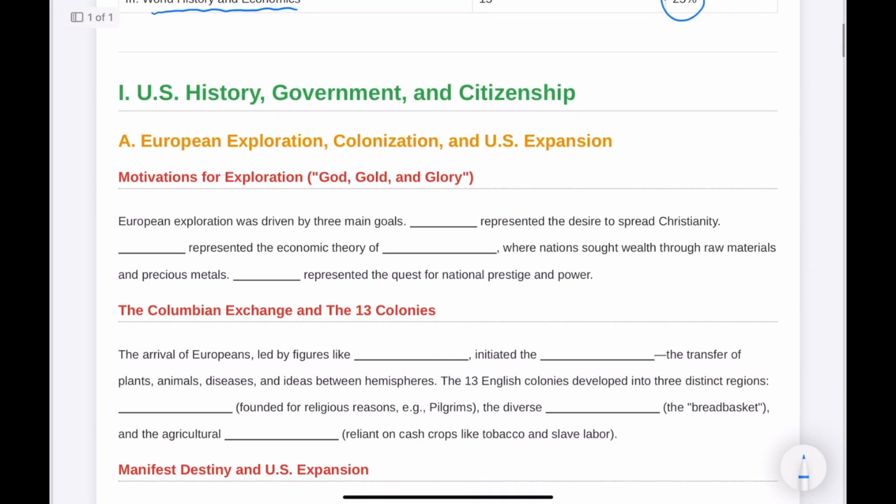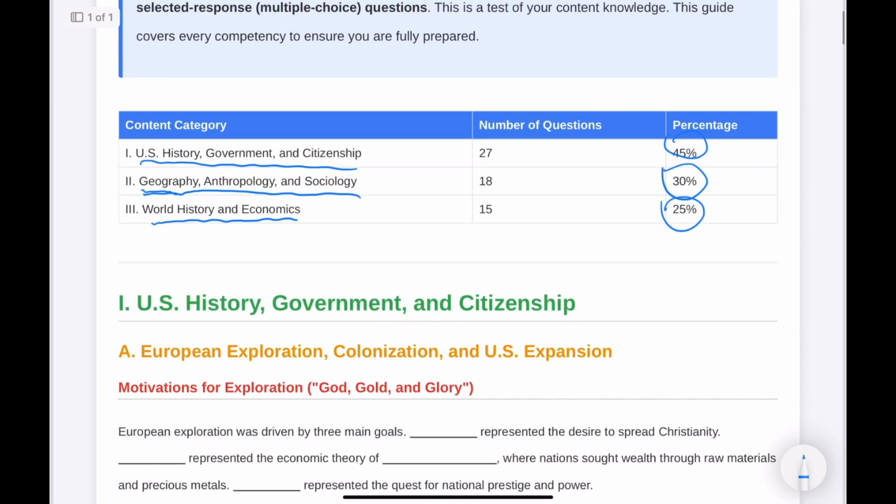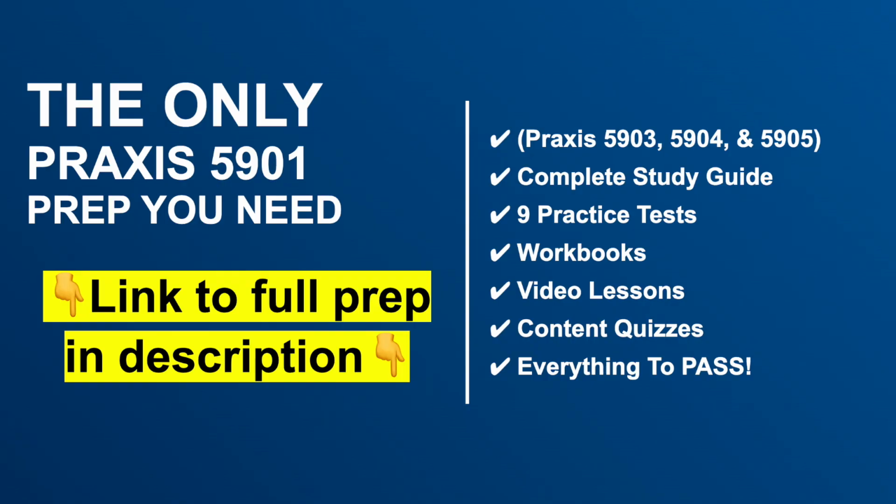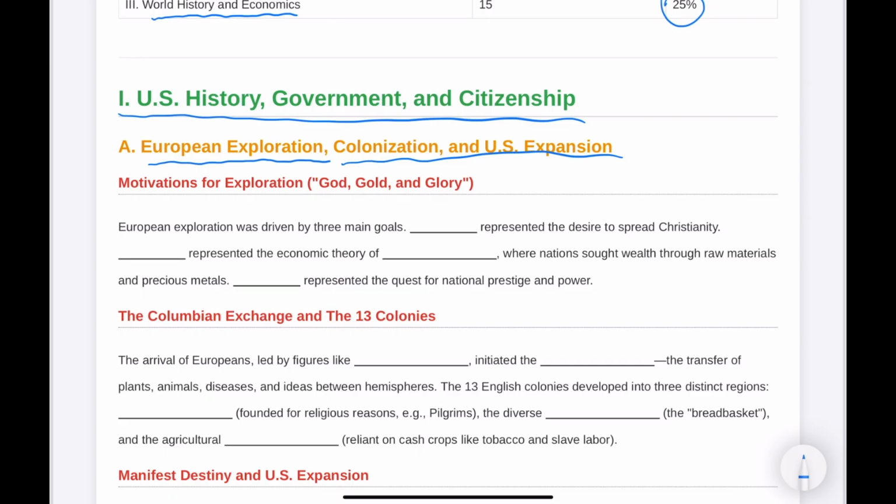So as we just took a look right up top, the first section is U.S. history and government and citizenship, and that is what we are going to begin with right here. So recall that for exam day, your test is going to check your understanding of why the Europeans were exploring, as well as how the U.S. expanded the way that it did.